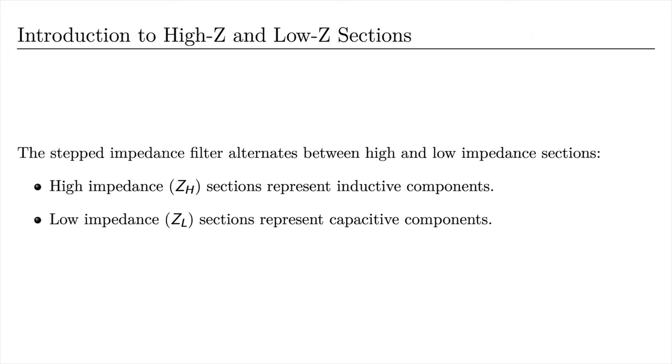We'll explore the underlying mathematics of even and odd modes and coupled lines, essential for understanding the unique behavior of these filters. Setup for a coupled line filter. Ports are defined as 1, 2, 3, and 4 with respective currents I1, I2, I3, and I4. Voltages at each port are labeled V1, V2, V3, and V4. Current directions differ in even and odd modes, which affects impedance.